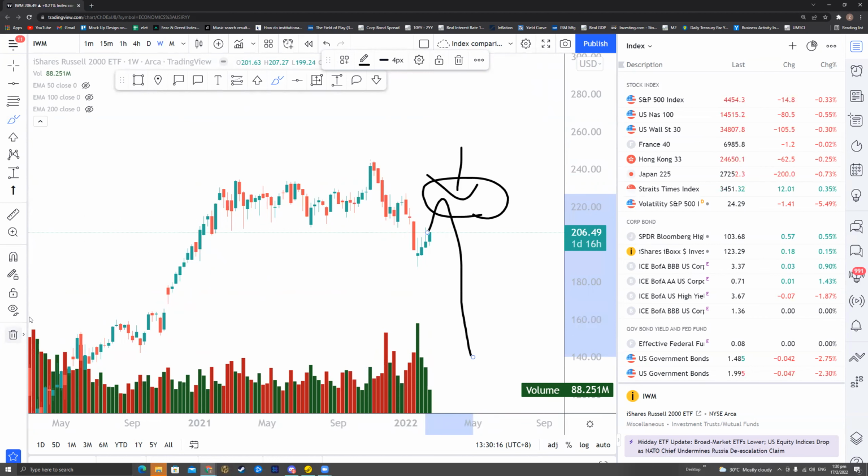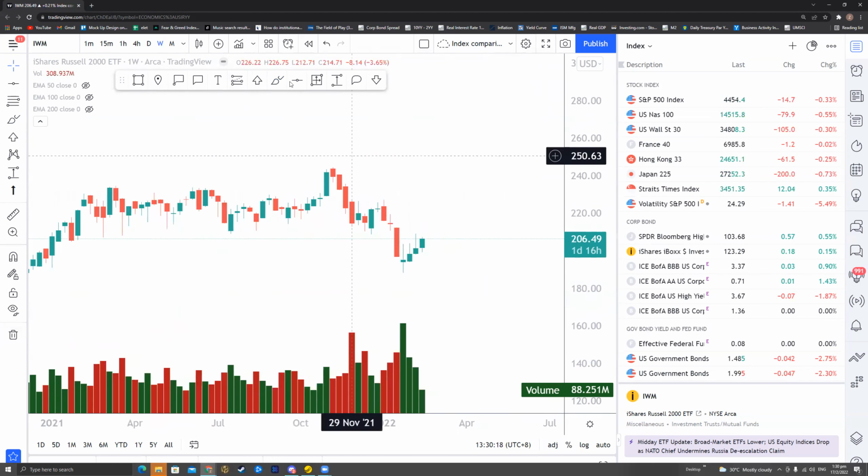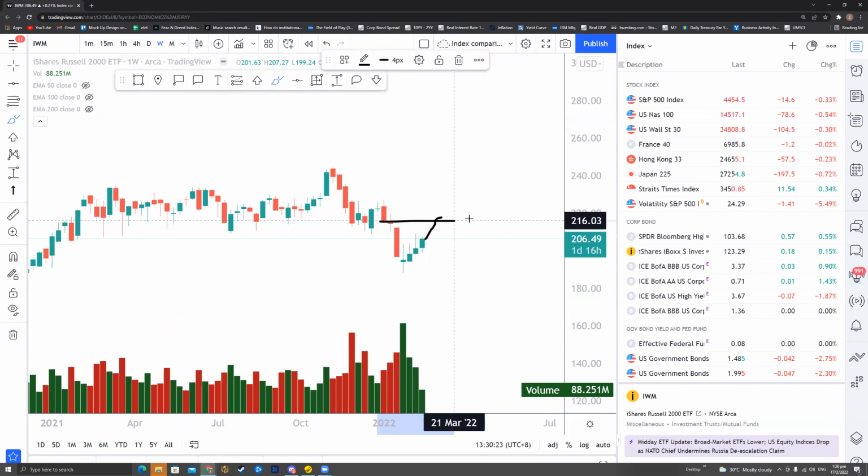But what you can do as a trader is, let's say price comes back up to the 2100, 2200 level.